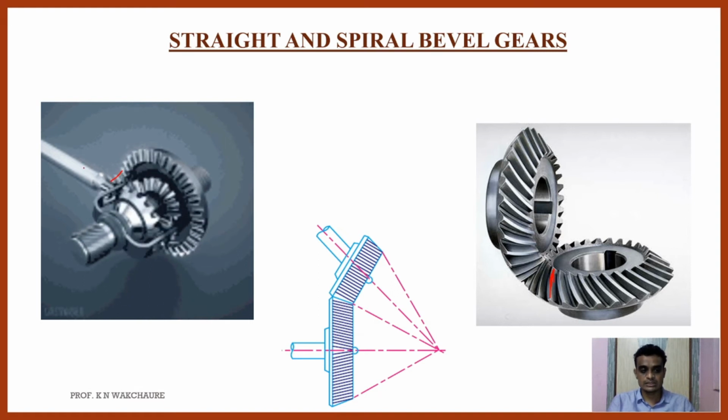In this case, from this shaft we need to transmit the motion to this perpendicular shaft, again from this vertical shaft to this horizontal shaft. For such orientation we need to use the bevel gears. These are the straight bevel gears and these are the spiral bevel gears. Just like this you will find the spiral curve.